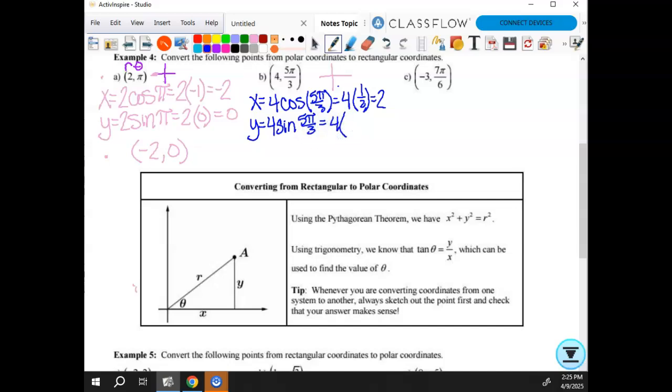What is the sine of 5 pi thirds? Square root of 3 over 2. But it's what? Negative. Very good. Negative square root of 3 over 2, because we're in the 4th quadrant there. So then that's going to give me -2 square roots of 3.